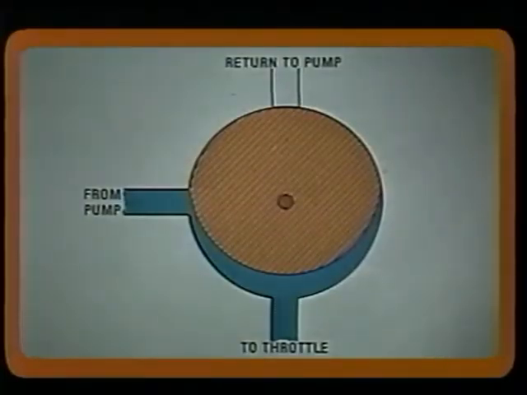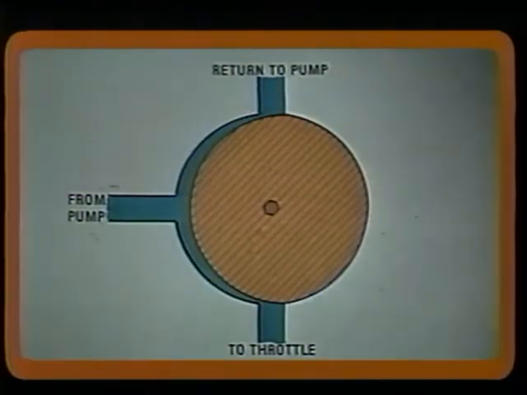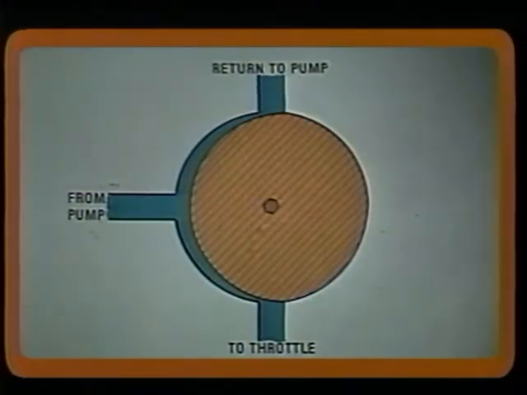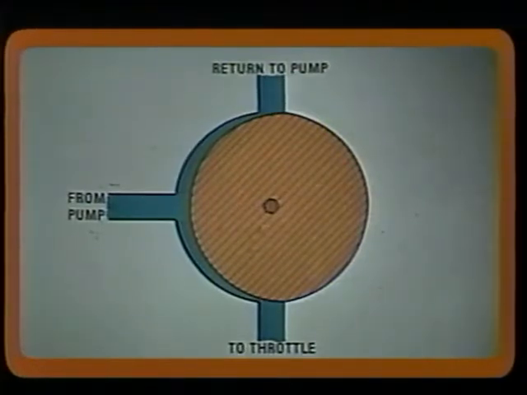This fuel first passes through a mixture control. This is a variable selector valve, which in the full rich position passes all of the fuel to the throttle. In the cutoff position, however, this fuel is routed back to the inlet side of the pump. At any position between cutoff and full rich, some of the fuel returns to the pump and some of it goes to the throttle.